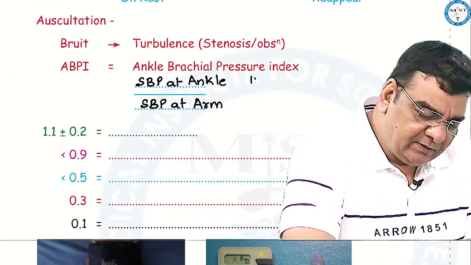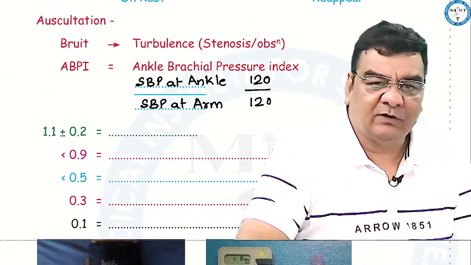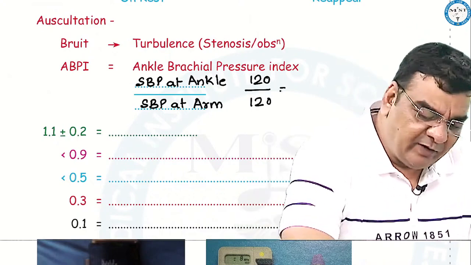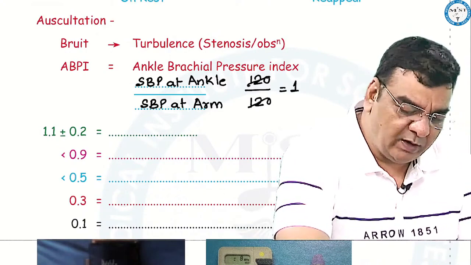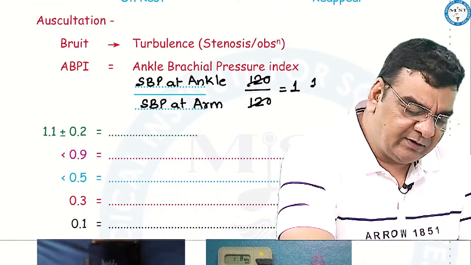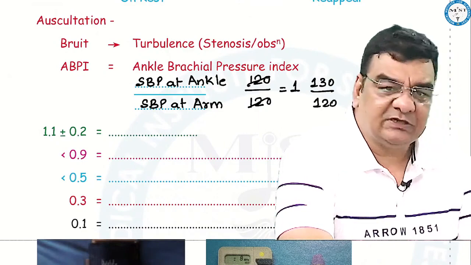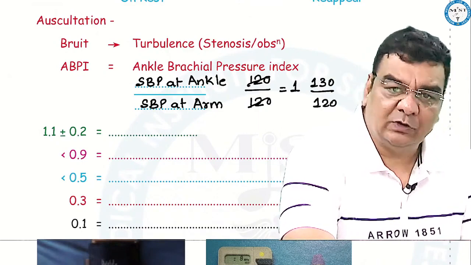You said, beta, that your pressure at the ankle is 120 and your systolic pressure at the arm is 120. So what is the value of this ratio? The value of this ratio is 1. You also said that when you are sitting or standing, the pressure may be 130 by 120. That means slightly more than 1, right? So this is also something which is normal.